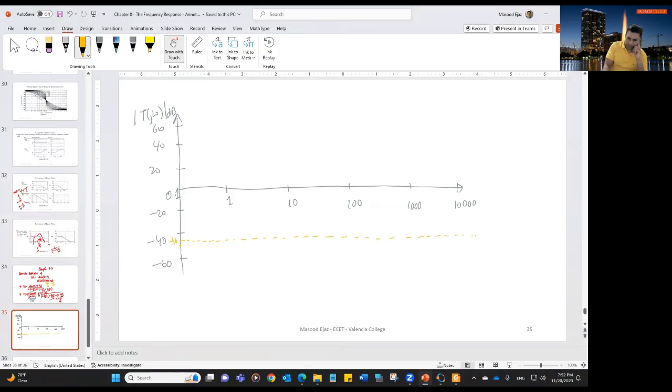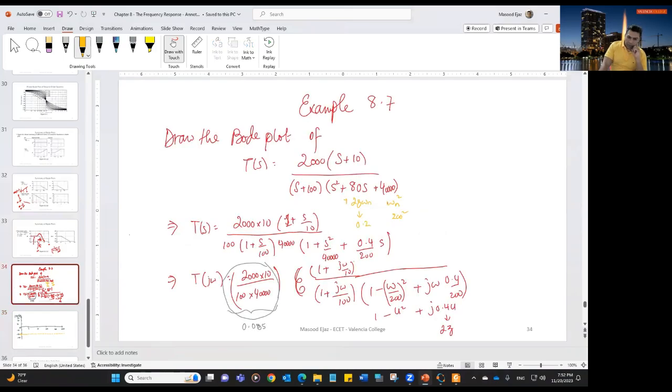But just for the sake of plotting it, we're going to plot. So that's for my modified value of the gain. Okay, what will be the Bode plot corresponding to my zero, 1 plus j omega over 10? How is it going to look?